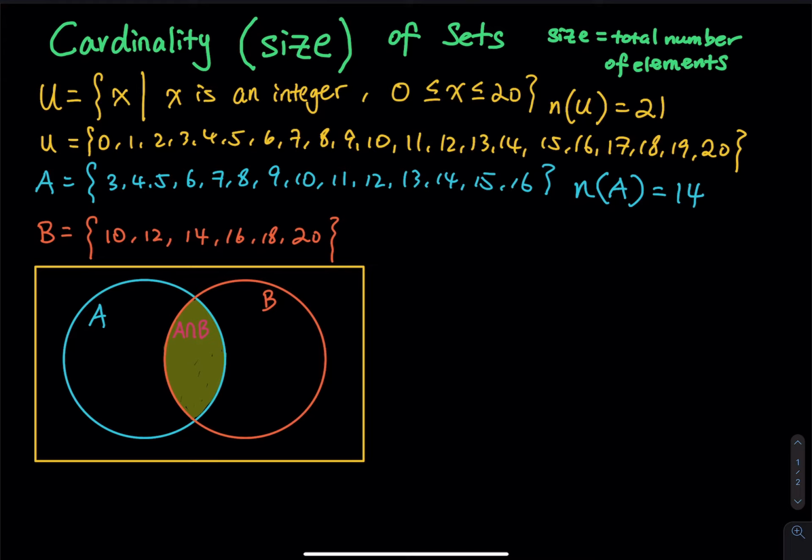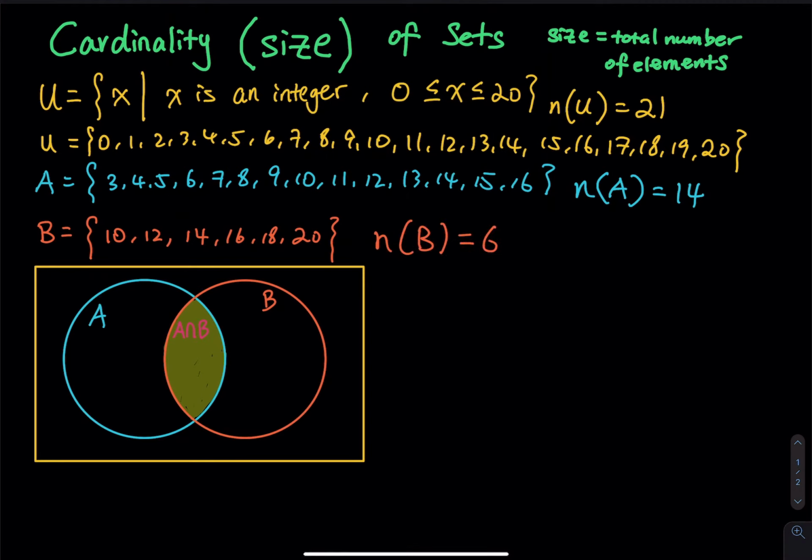What about set B? Set B is 10, 12, 14, 16, 18, 20. So there are 6 elements. Then the cardinality of set B is 6. So we write n(B) is equal to 6.